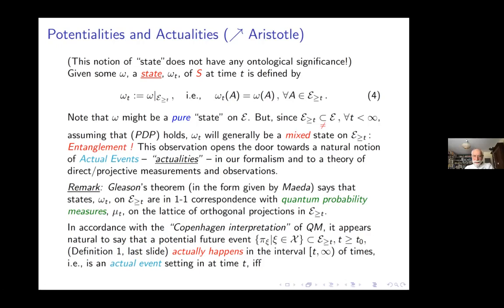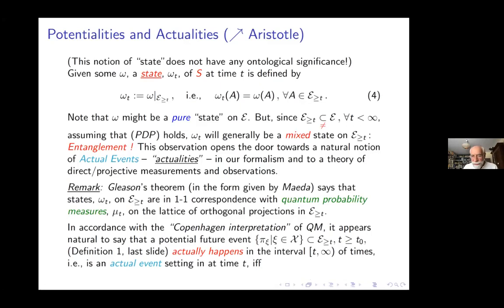It's heuristics and it lacks internal coherence. So I have to do better than Copenhagen. But I want to keep its attractive features. So according to the Copenhagen interpretation of quantum mechanics, it would appear to be natural to say that the potential future event given by one of these partitions of unity in terms of orthogonal projections belonging to one of these algebras E greater or equal to t, where t is a future time, that such a potential future event actually happens in the interval of times above t.